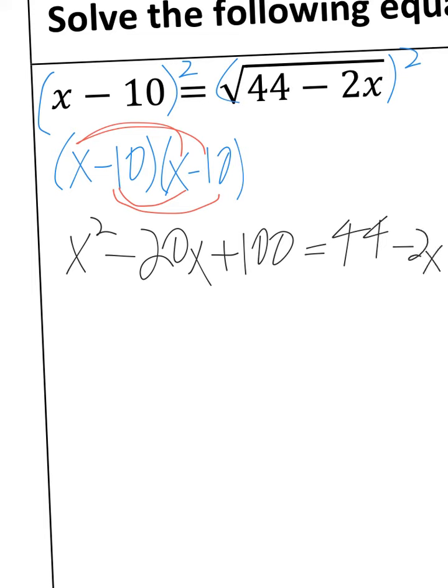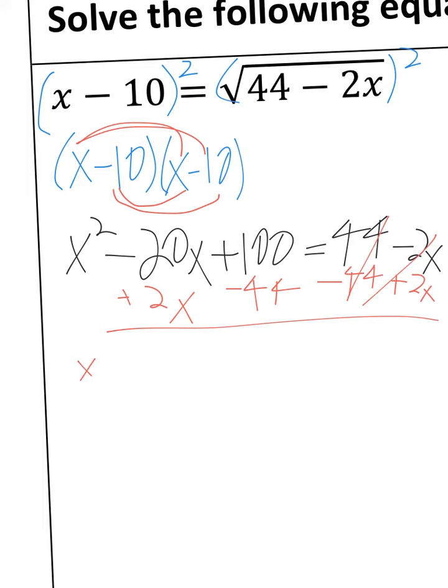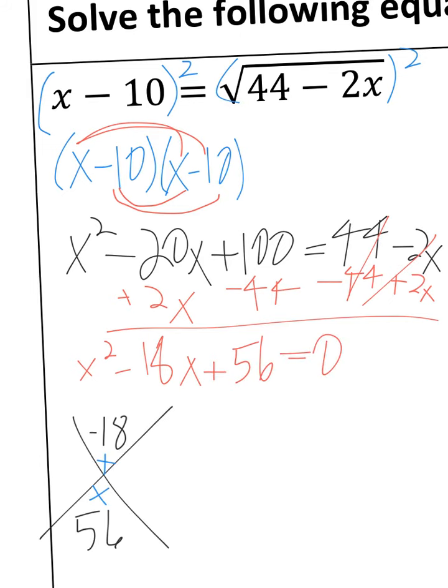So now I need to get everything to one side, and then I'll have to factor it. So I'm going to have to add 2x and minus 44 over, all right? And so that's going to leave me with x squared minus 18x plus 56 equals 0. Okay, so now I just need to think, what are the factors of 56 that add to negative 18?